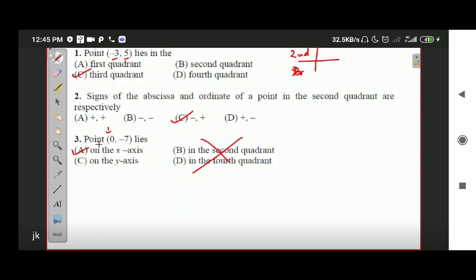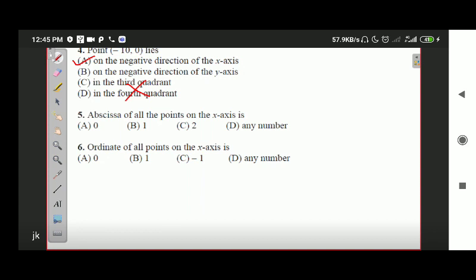In the previous question, I told you it will lie on the y-axis. This one will lie on the x-axis, because if the y coordinate is 0, then the point lies on the x-axis. If the x coordinate is 0, then the point lies on the y-axis.